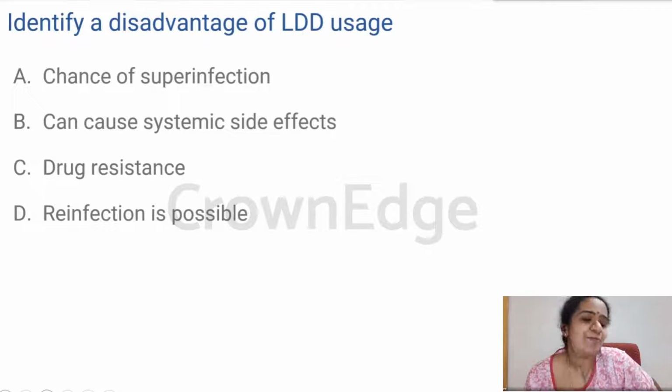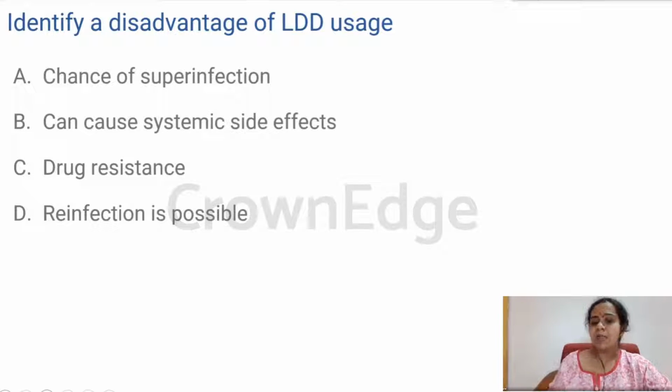So it's not it. The second thing is systemic side effects. It cannot cause systemic side effects in like 99% of the cases, because that's why we are trying to give a local agent, right? We don't want to systemically drug the patient. We don't want the drug to go through first pass metabolism as well. So that's why we are placing it within the pocket itself. So again, B is ruled out.